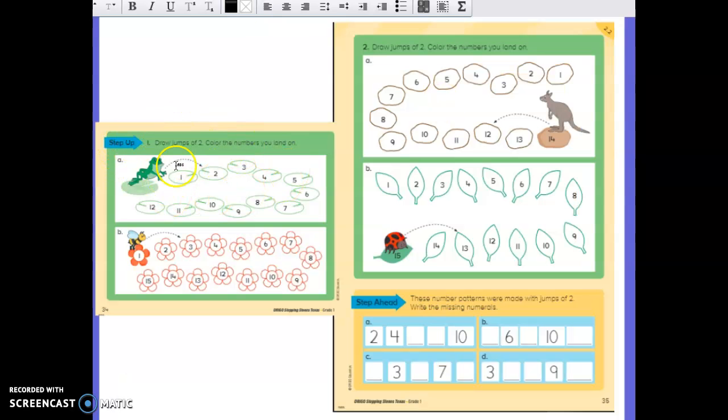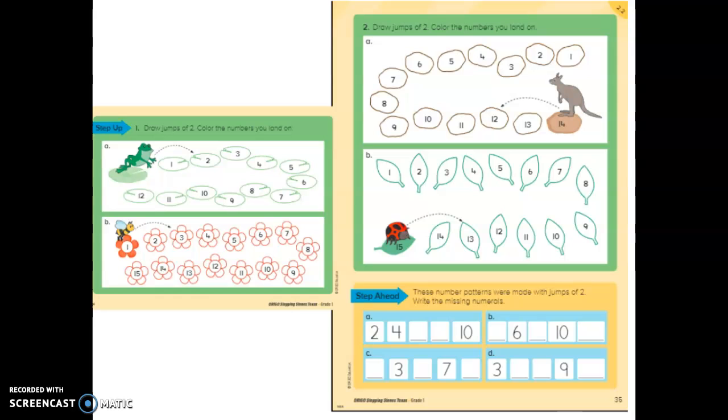Let's look at the frog. Ooh, I love that frog. He's so cute. Draw jumps of 2. Color the numbers you land on. So I'm going to skip count by 2. So not 1, that's just 1. So 1, 2. He gives us a head start. 2, skip, land. 4, skip, land. 6, skip, land. 8, skip, land. 10, skip, land. 12. So you can see I colored every other one, because when I skip count by 2s, it's every other one. Same thing with the bee, then the kangaroo, and the ladybug.